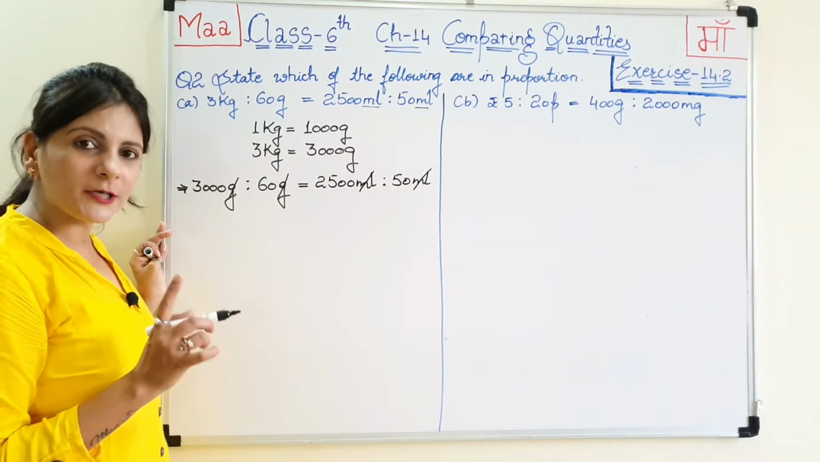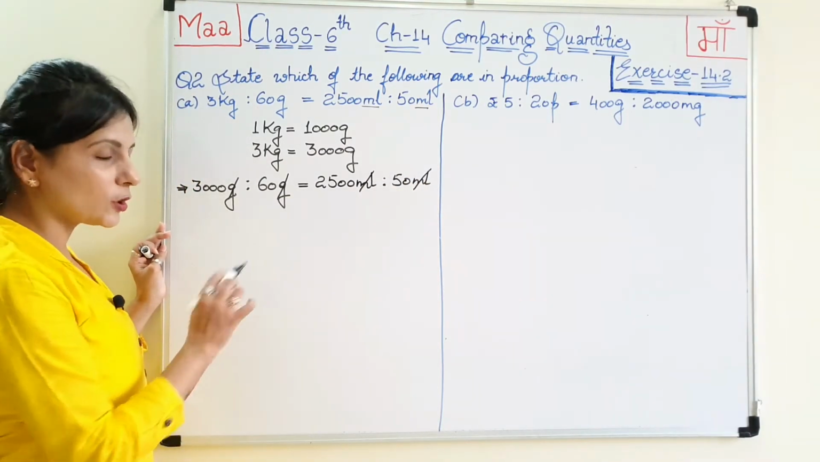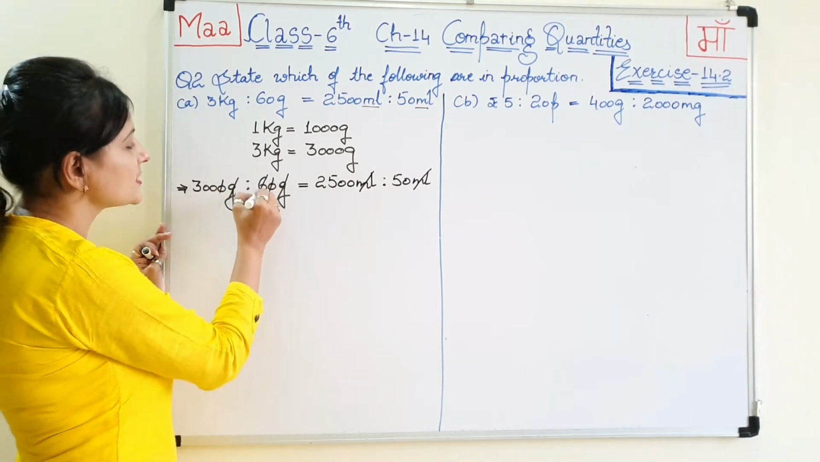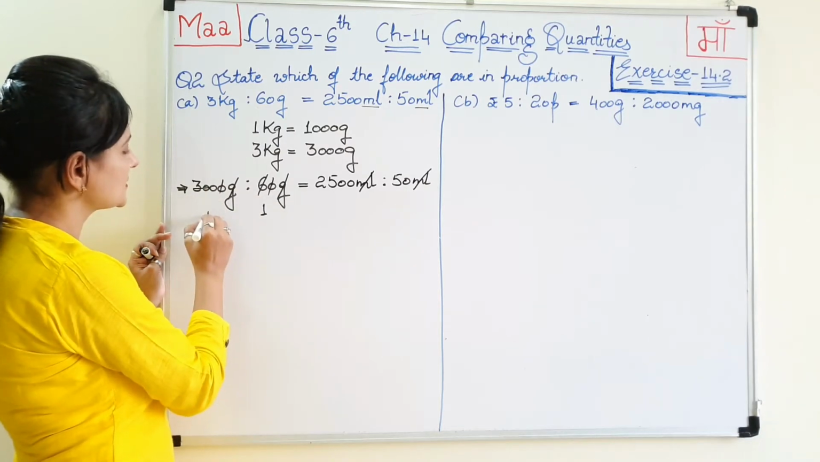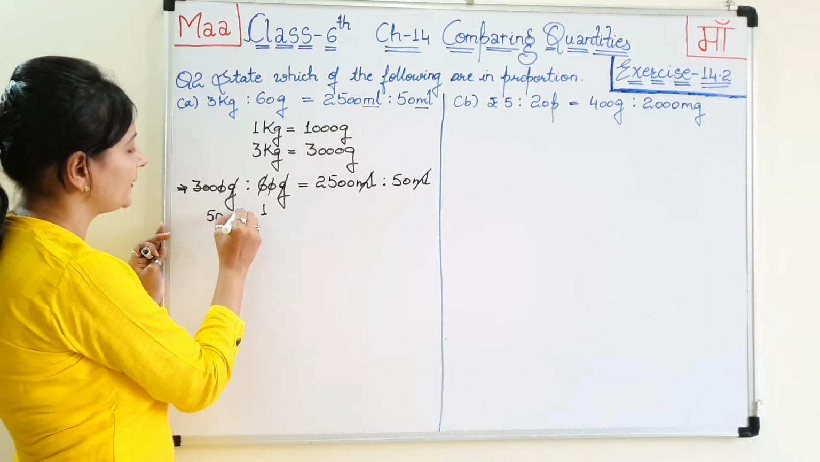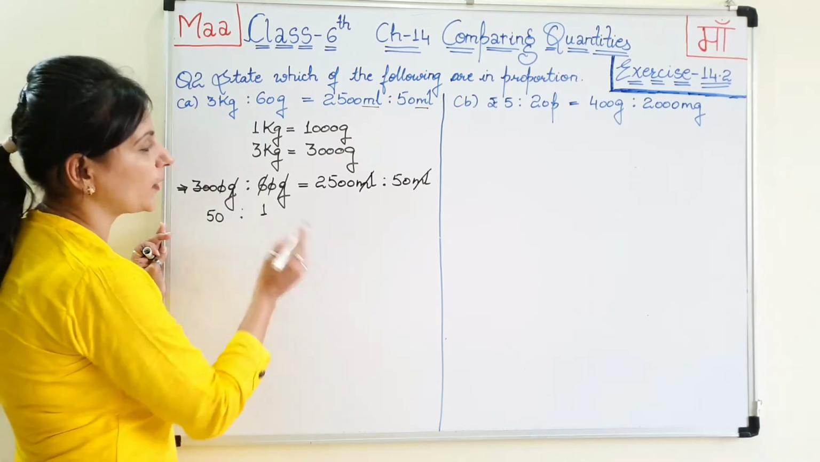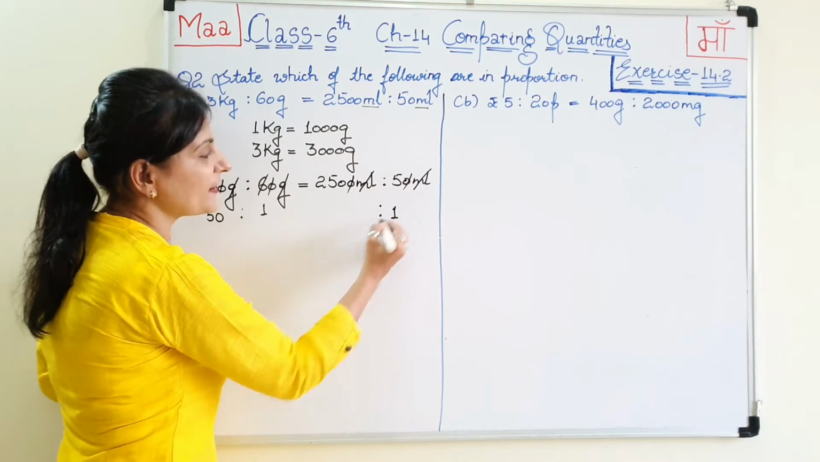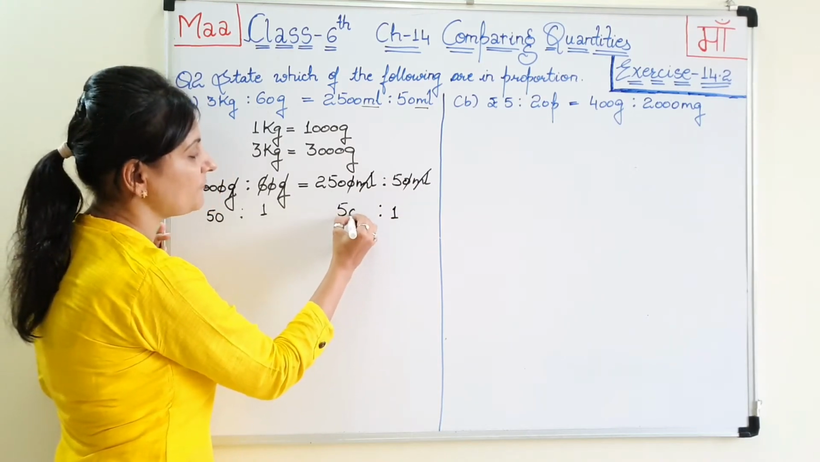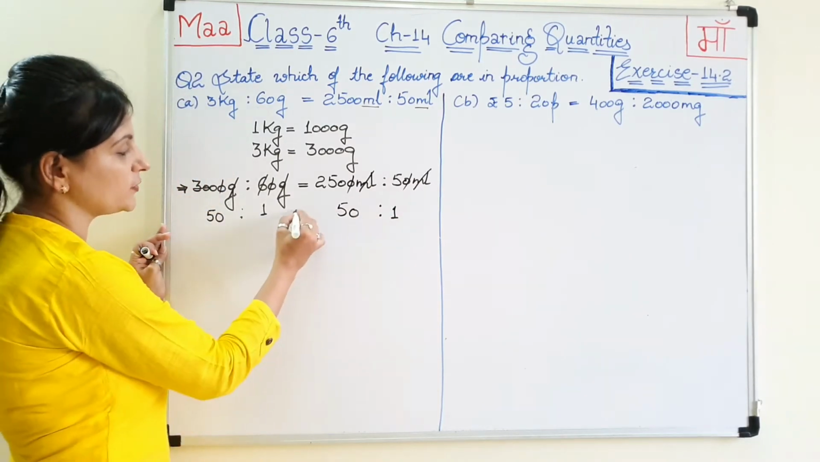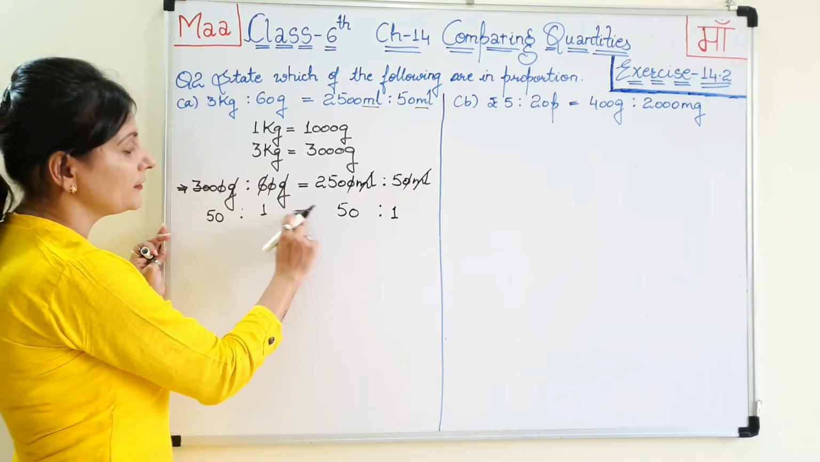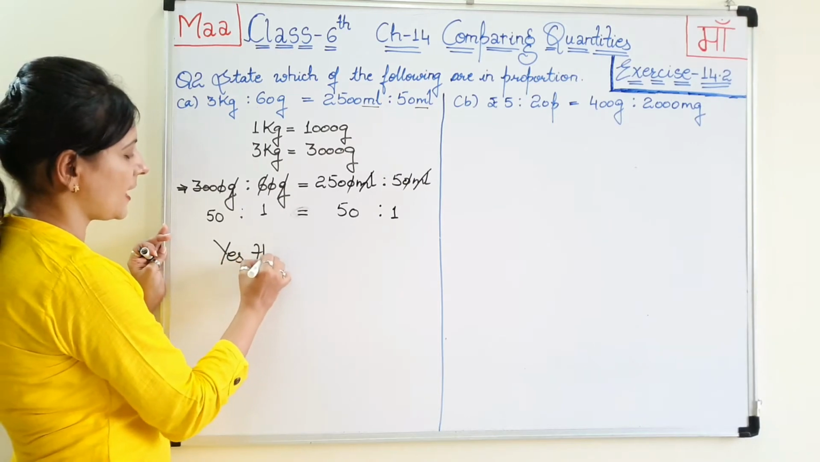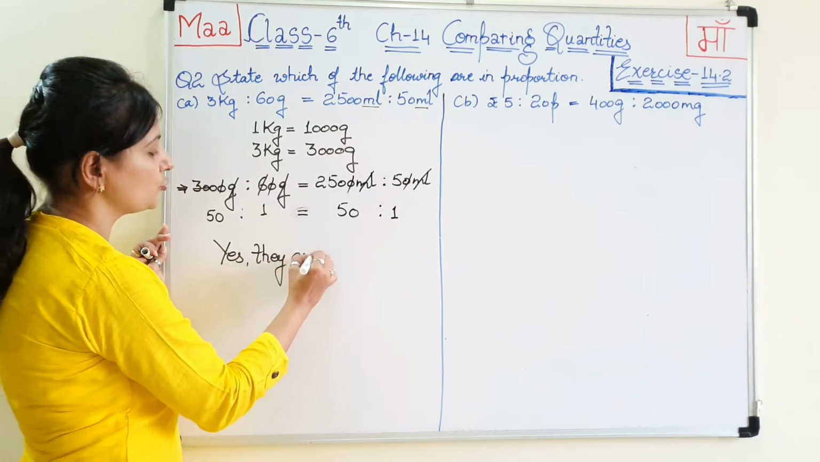Here no need to do the product of means and product of extremes, like this also you can solve. Then 0 and 0 will be cancelled. 6 1s are 6, 6 5s are 30, and then 0. So 50:1 this side, and here 0 and 0 cancel, 5 1s are 5, then 5 5s are 25, and 0. 50:1, 50:1. You can see that both the sides are equal, right? So we can say that yes, they are in proportion.